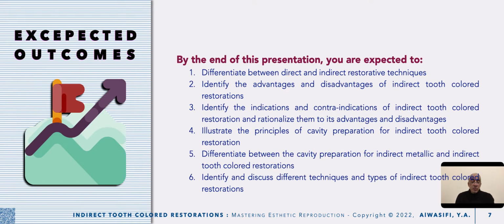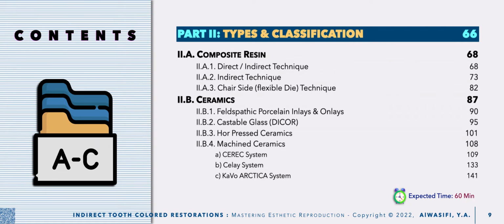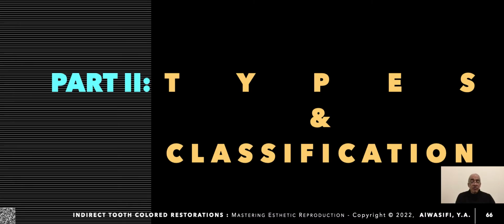In this episode, we will identify and discuss different techniques and types of indirect tooth colored restoration. Already in part 1, we discussed advantages, disadvantages, indications, contraindications, and the cavity preparation for indirect tooth colored restoration. And now we will discuss all the details of types and classification of indirect tooth colored restoration.